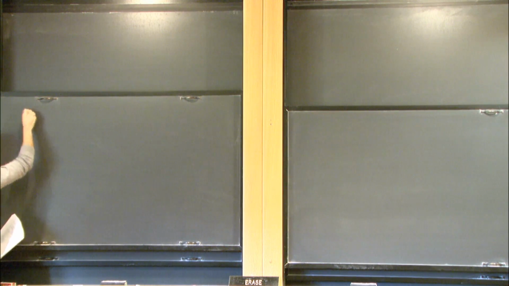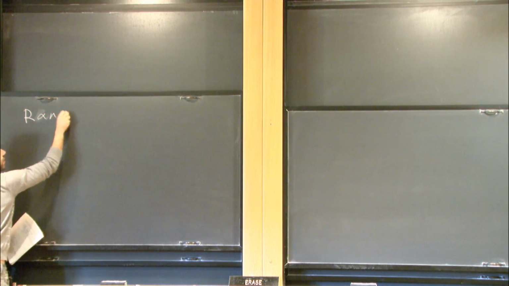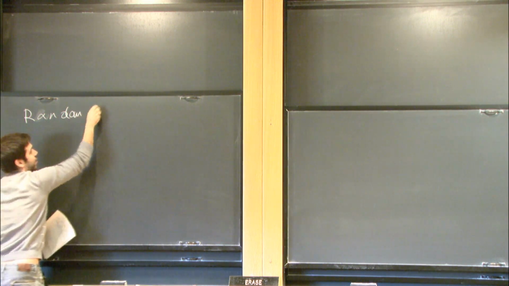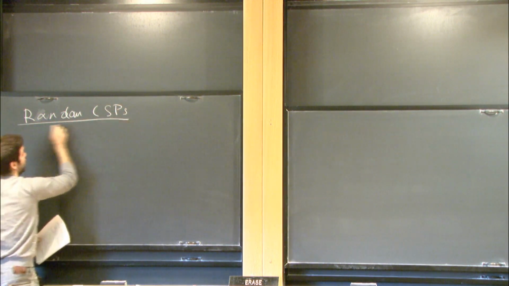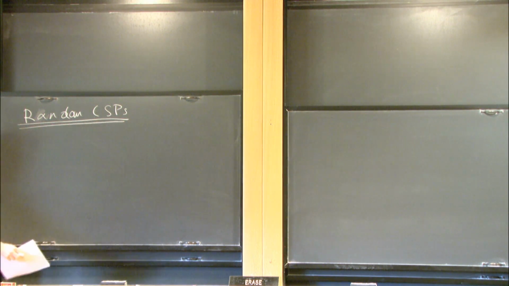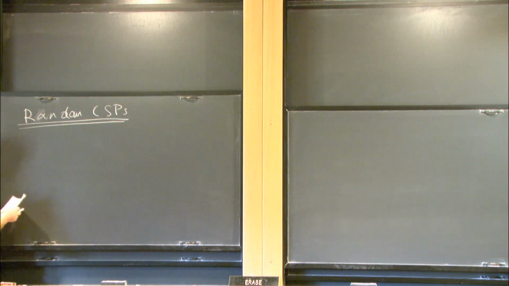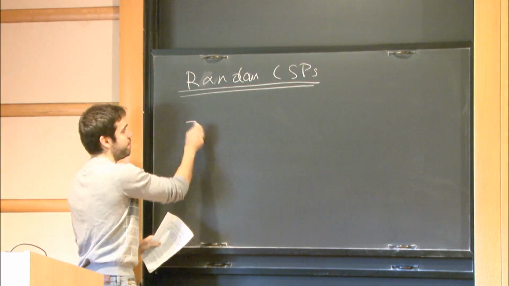Today will mostly be about random constraint satisfaction problems. And we will see some connections with the stuff I talked about last time. But okay, so what do I mean by random CSP?